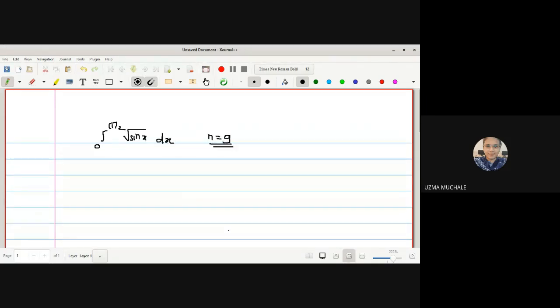What do you mean by n equal to 9? That means we have to divide it into 9 subintervals and then find the value of this integration. For that you can prepare a table of values of x and y. For x we have to start with 0 and divide this interval 0 to pi by 2 into 9 equal subintervals. Right. So what will be the first one?